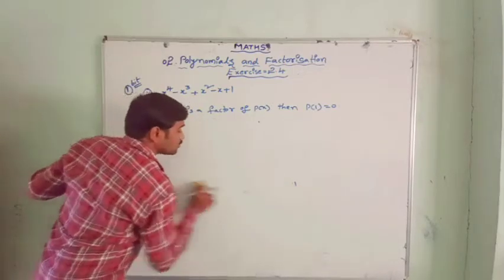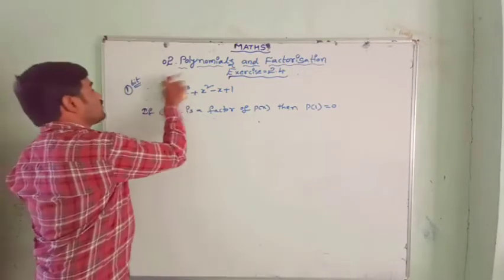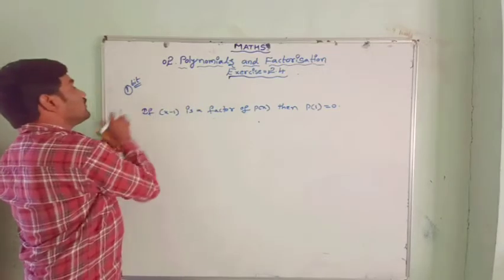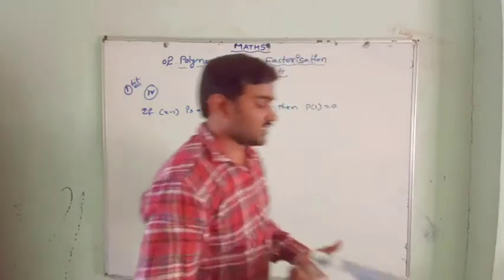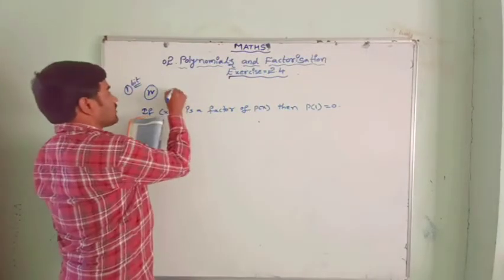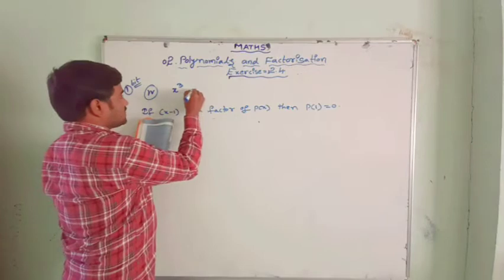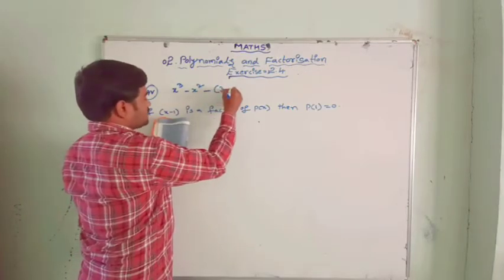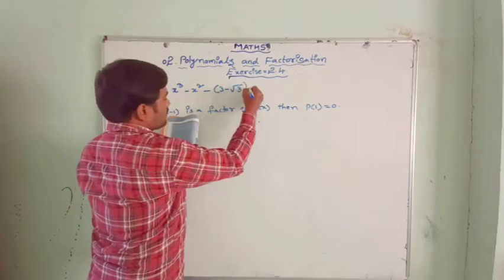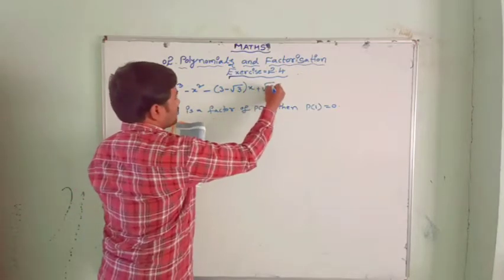in this bit. So I want to give you the third question for you. Let me solve the fourth one. Here the fourth question is x to the power of 3 minus x square minus (3 minus root 3) x plus root 3.